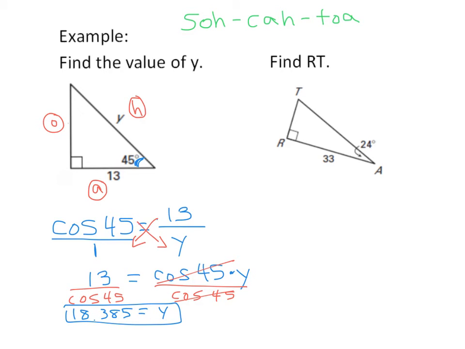What I highly suggest at this point is that you grab your graphing calculator and compute 13 divided by cosine of 45 to see if your calculator is in the right mode. Most calculators start in the default mode of radians, and we need to use degrees for these problems. If you compute 13 over cosine of 45 and do not get 18.385, please make sure to talk to me during class about changing the mode of your calculator if you don't know how.